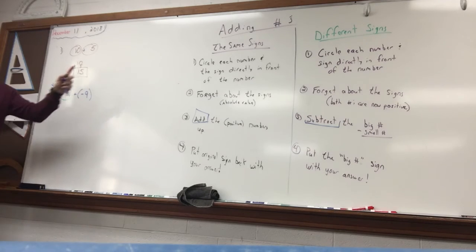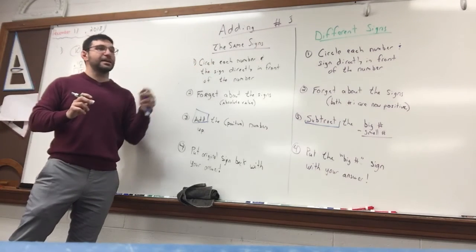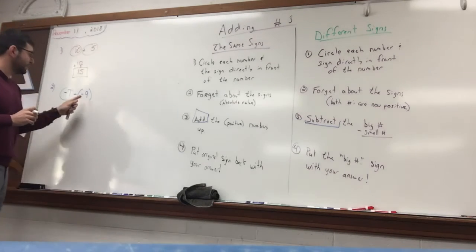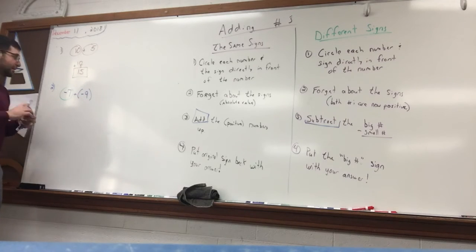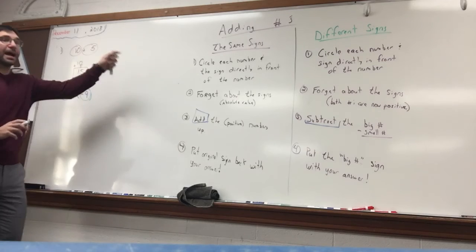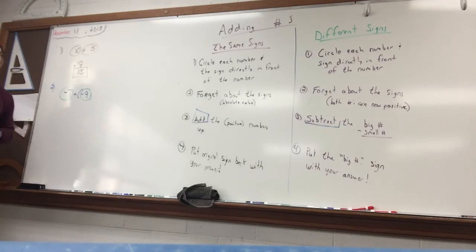Okay, so circle each number and the sign directly in front of the number. Here's my number. What sign is directly in front of it? Oh, the parentheses. Oh, no, the negative. The negative sign. So when I circle 9, I'm just circling the 9 and the negative. Because we're adding numbers, right? It's always going to be that plus sign in the middle.